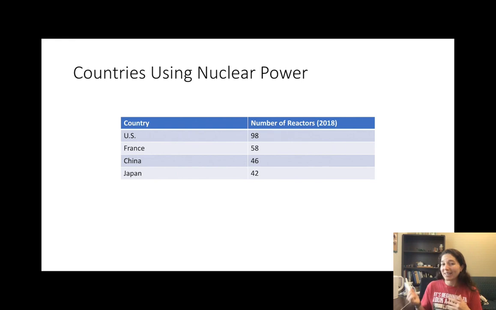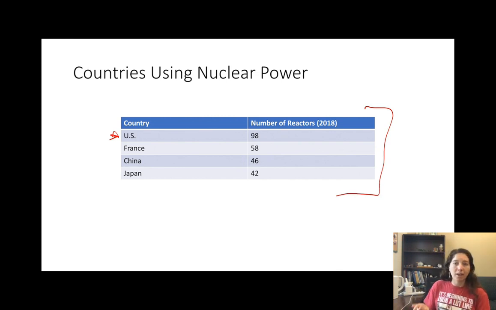Okay, so in 2018, these are the number of nuclear reactors that we had in our top countries that use nuclear power. The United States is actually number one for the amount of functioning, or operational, nuclear reactors that we have. France comes second with 58 nuclear reactors, China at 46, and then Japan just below it. So these are our top countries that use nuclear power to power homes and all sorts of applications.